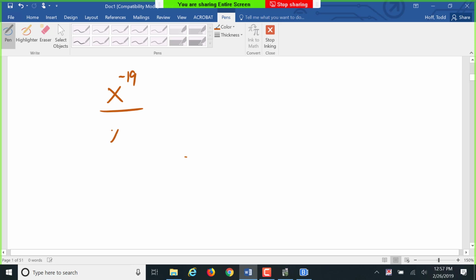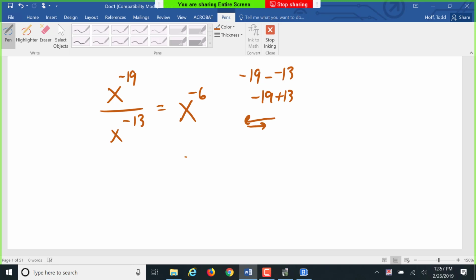X to the negative 19 divided by x to the negative 13. X to the negative 6. There we go. Negative 19 minus a negative 13 becomes negative 19 plus a positive 13. Negative 19 plus 13 is negative 6. So x to the negative 6.